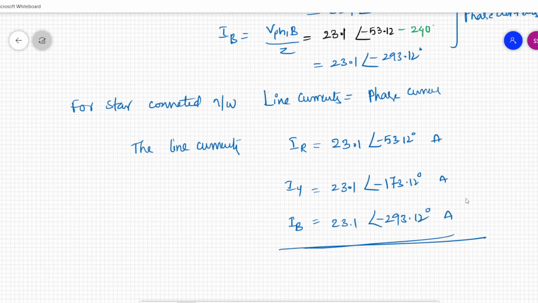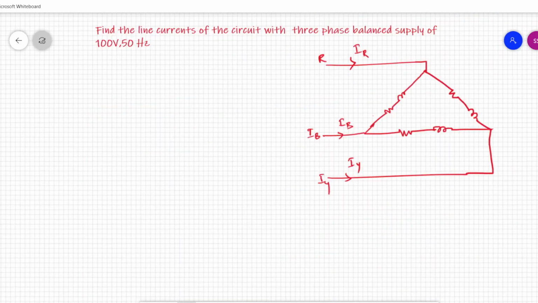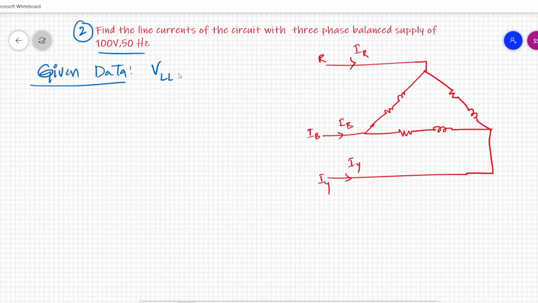Okay, so now let us find the second problem. So here is the second problem. We need to find the line currents here also, with a three phase balanced supply of 100 volts, 50 Hz. Let us write down the given data first. What is given? The voltage, line to line RMS, given in the question is 100 volts. Frequency given is 50 Hz, and here impedance is same as the previous network, that is 6 plus J8 ohms.